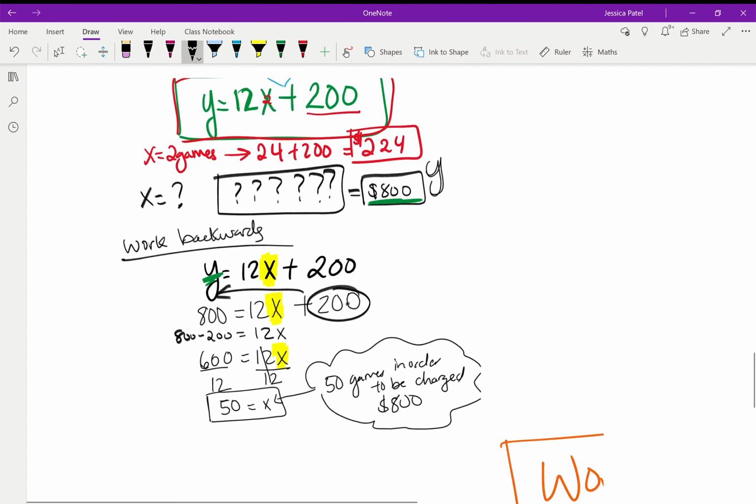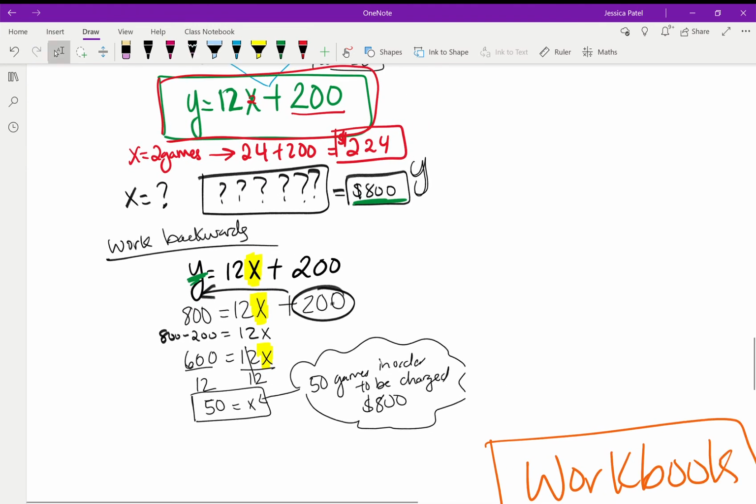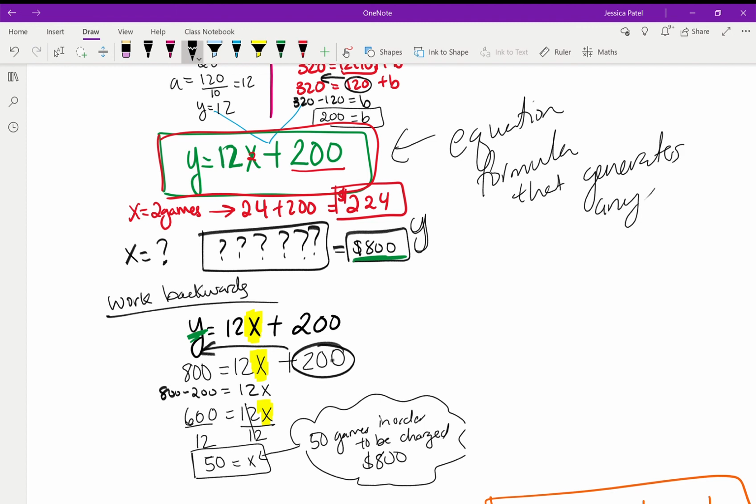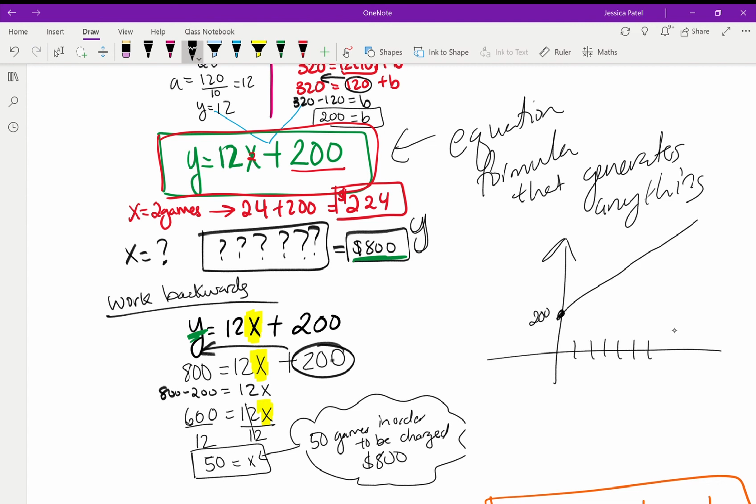Okay, so you could work backwards with this formula and try to find, I could even tell you, hey guys, what's happening at $1,200, or what's happening at 50 games. So technically this is like your equation. It's like the identity of this question. It's the formula that generates anything. Okay, and of course it tells you a little about the graph. It tells you that it's positive, and it started somewhere here maybe at 200, and it's going up every time. So for every game he's playing, he's paying a lot to this tennis club. So the tennis club money is going up.